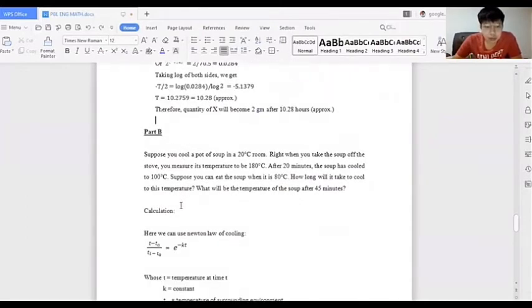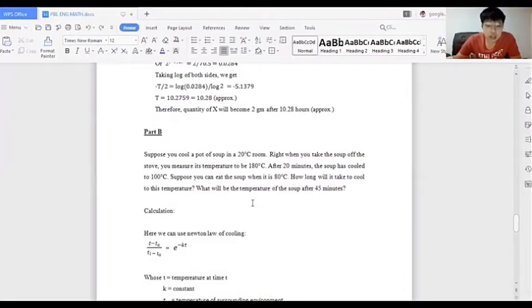For part B, our question given is, suppose you cool a pot of soup in a 20 degrees Celsius room. Right when you take the soup off the stove, you measure its temperature to be 180 degrees Celsius. After 20 minutes, the soup has cooled to 100 degrees Celsius. Suppose you can eat the soup when it is 80 degrees Celsius. How long will it take to cool to this temperature? What will the temperature of the soup be after 45 minutes?